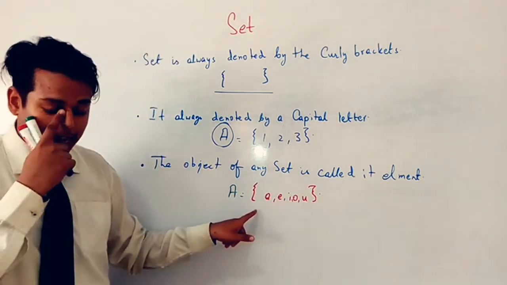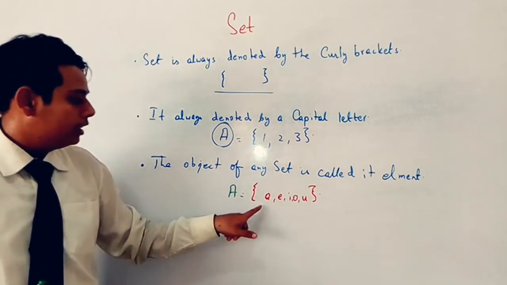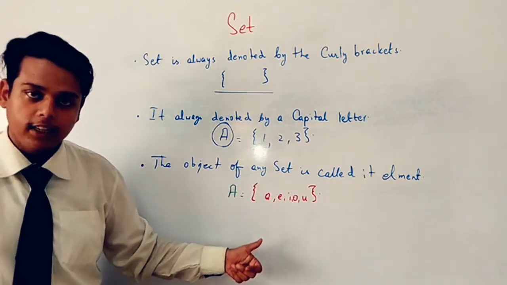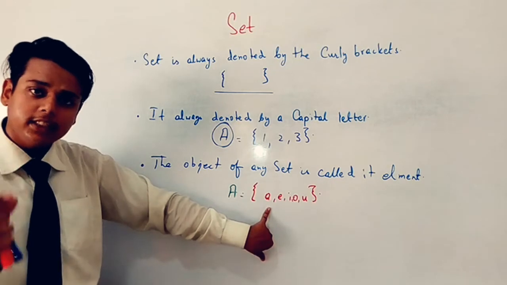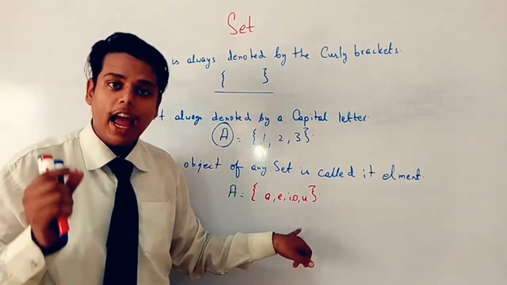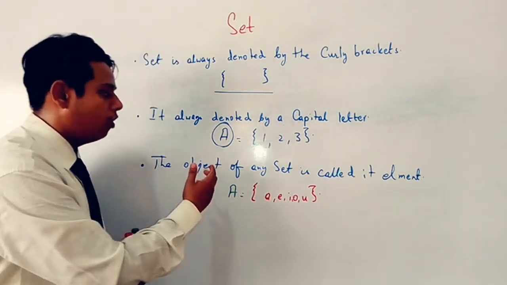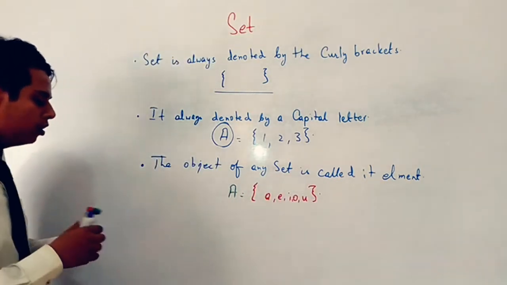What are all these things? They are objects. Fine. These objects are called the elements of that set. All the objects, all the things present inside that set, are called the elements of that set. What is the element? The object of any set is called its element. Now come to the fourth main point.